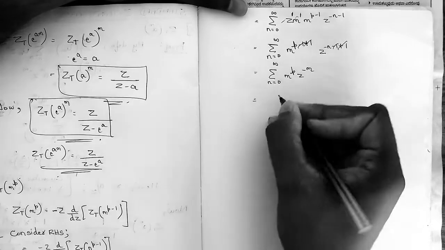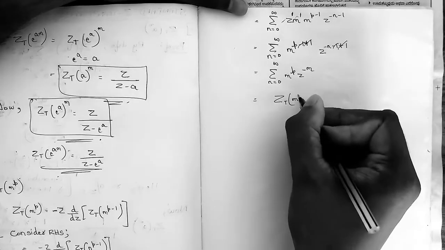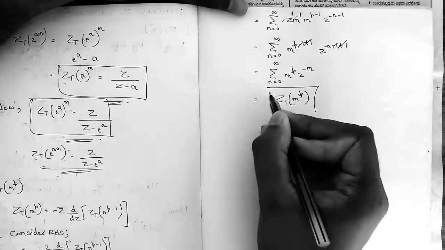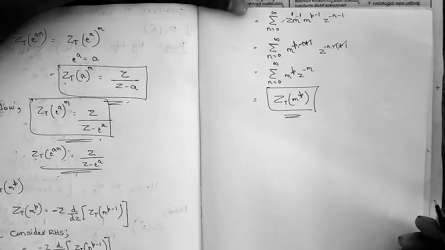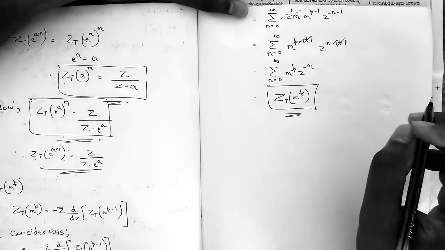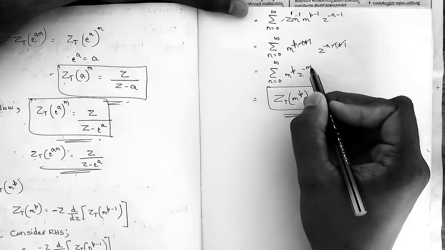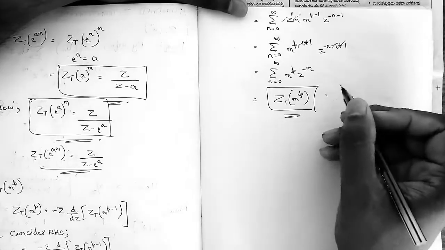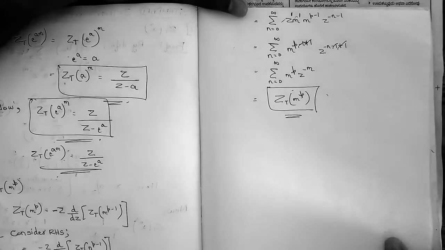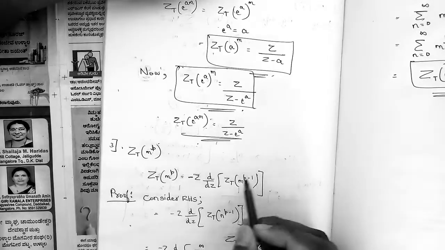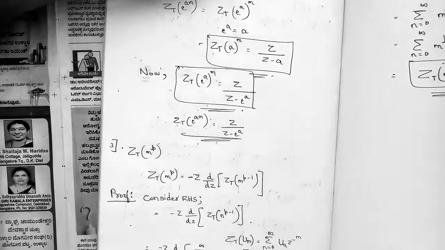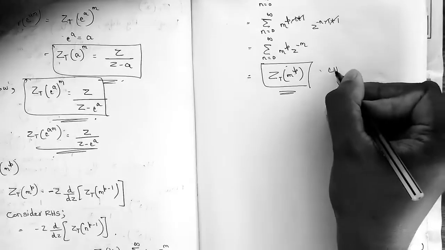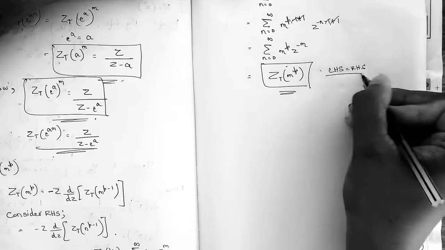We can say that this is the z transform of n power p, because in place of un there is n power p, so we can directly write it as z transform of n power p. By the definition we know that z transform of un is the summation of un into z to the power minus n. So in place of un there is n power p, and this matches with the LHS. So we took the RHS and proved the LHS, z transform of n power p. LHS is equal to RHS.